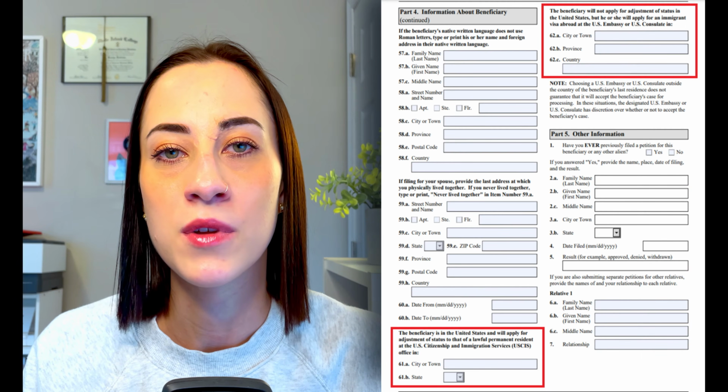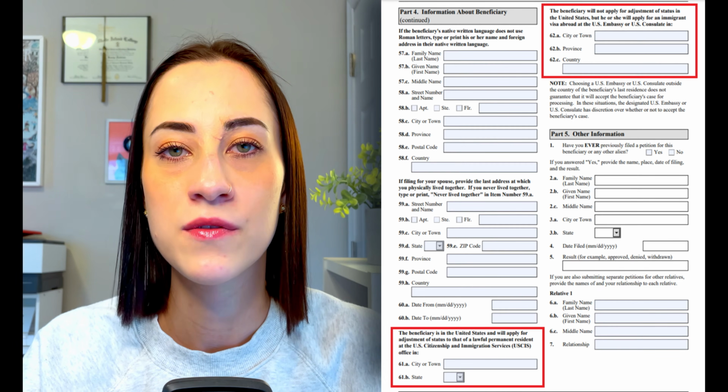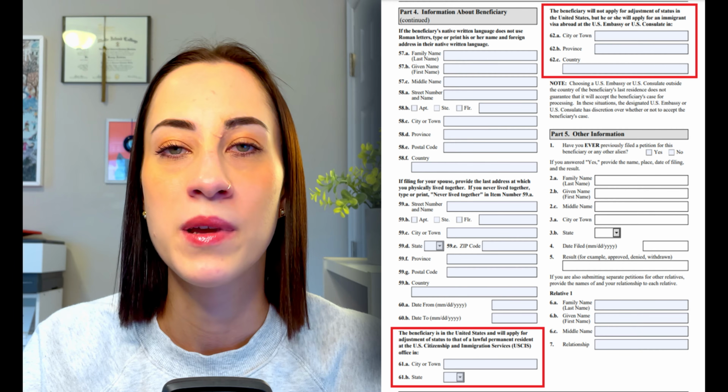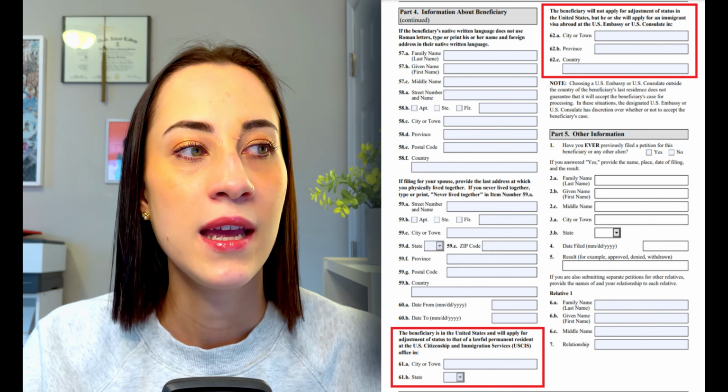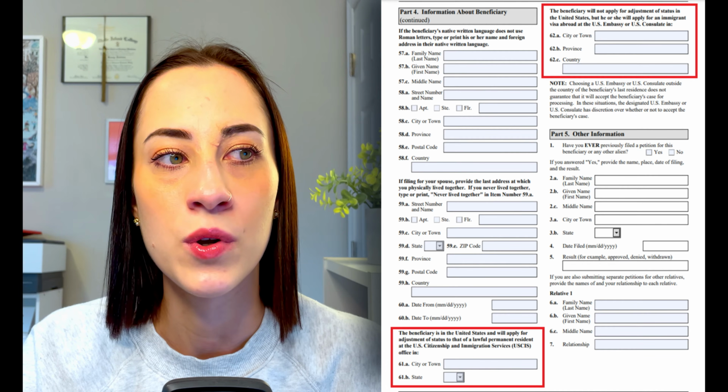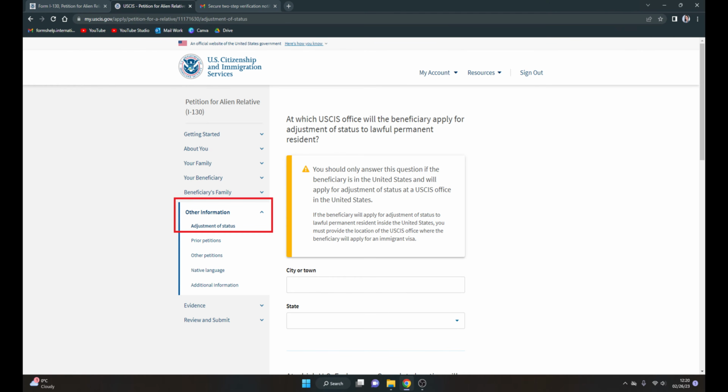If you are looking at the paper-filed form I-130, these questions are located on page 8 of the form in Part 4, and they are questions 61A through 62C. And if you are completing the form I-130 online, these questions are located in the Other Information section, the Adjustment of Status subsection. Why is it important to answer these questions correctly?